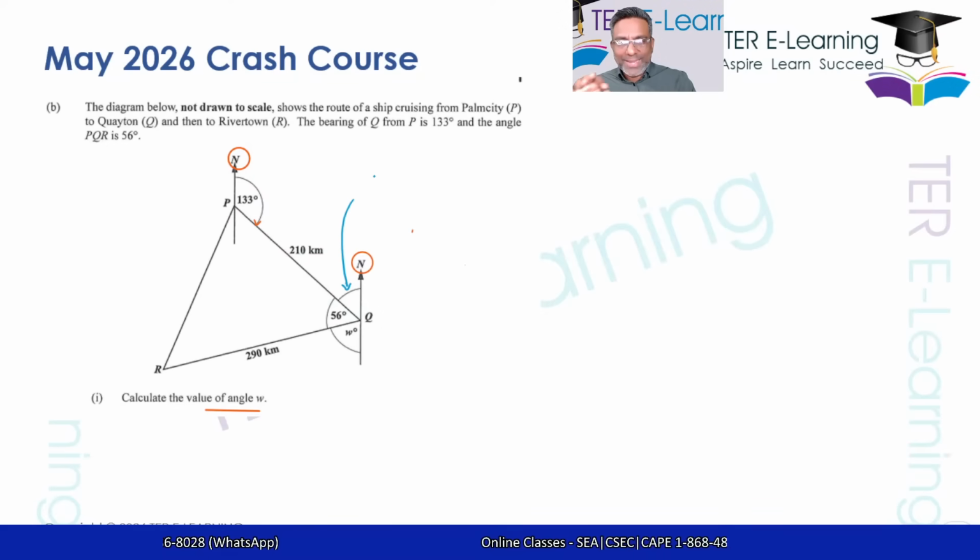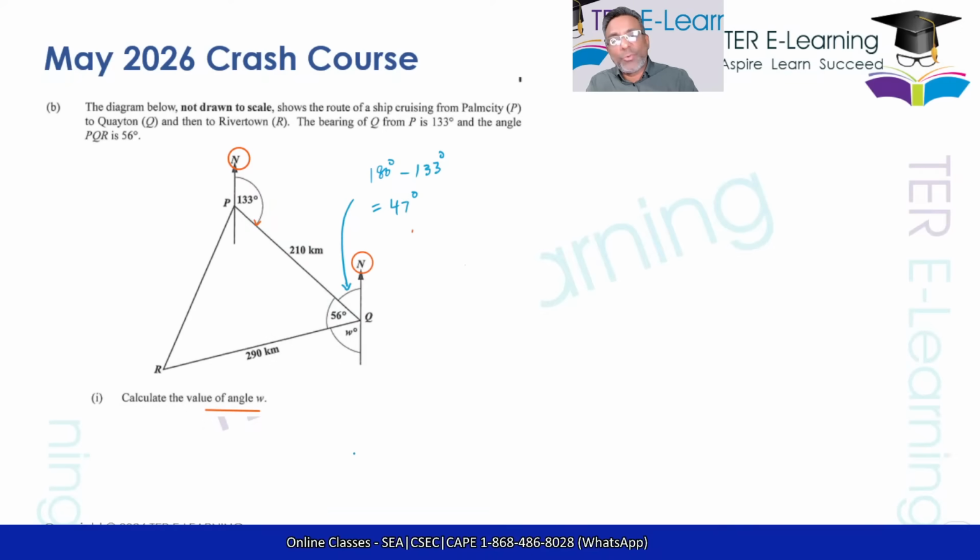Because the 133 and that angle are supplementary, they're going to add up to 180. So this angle is simply going to be 180 minus 133, which gives us 47 degrees. Okay, so that angle there is 47 degrees.